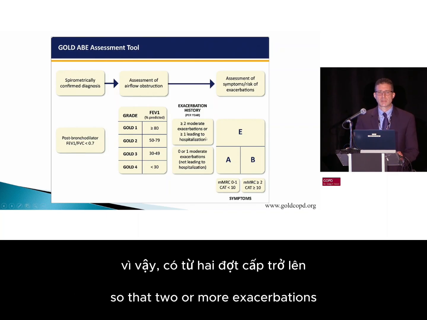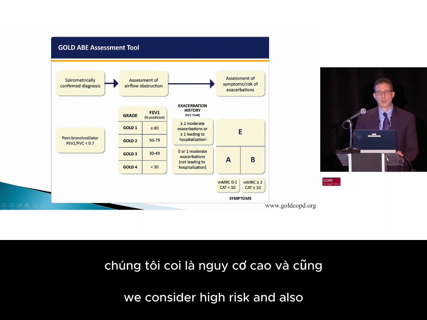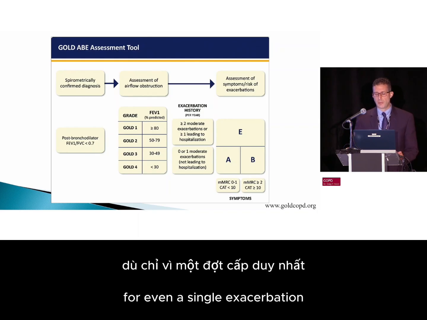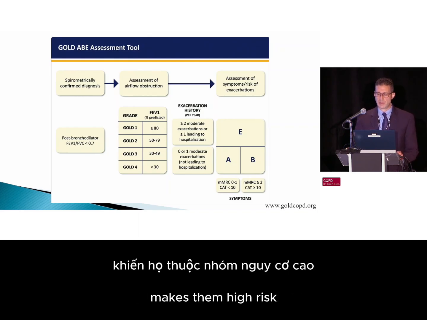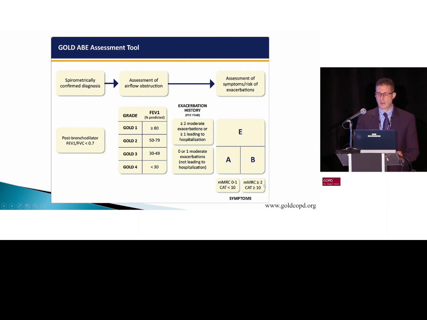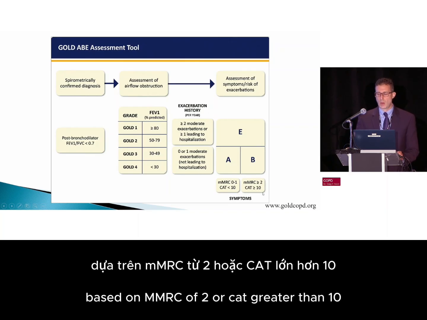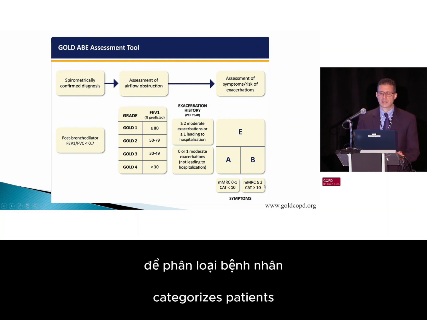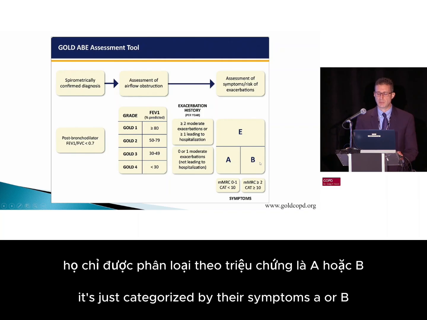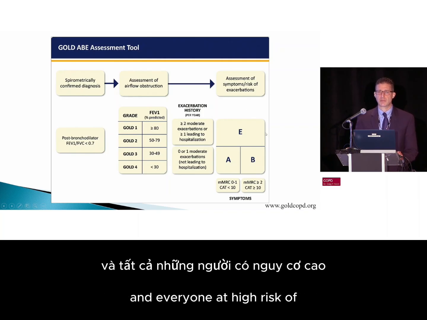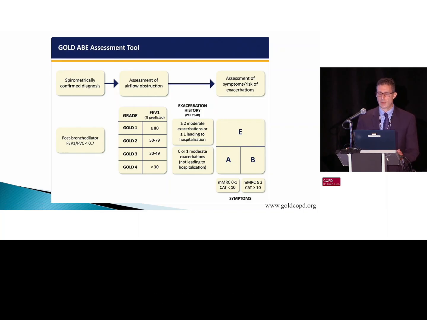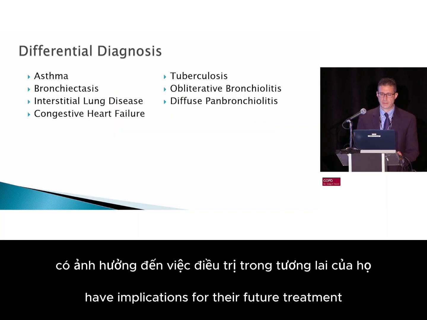So 2 or more exacerbations we consider high risk, and also added to that high risk category are patients who required hospitalization for even a single exacerbation, as opposed to the lower risk category. And then the symptomatic, based on mMRC of 2 or CAT greater than 10, categorized as patients. If they're at low risk of exacerbations, it's just categorized by their symptoms, A or B, and everyone at high risk of exacerbations is put into this GOLD E category, which will have implications for their future treatment.